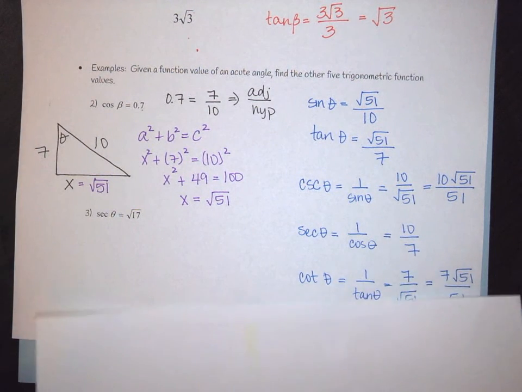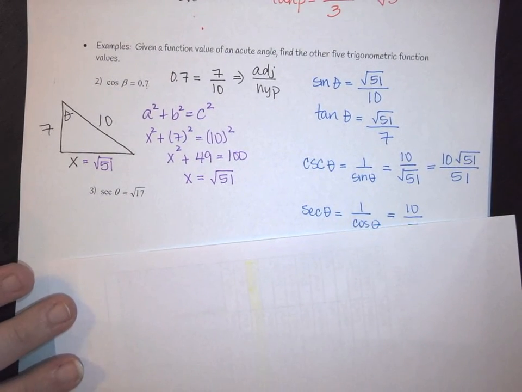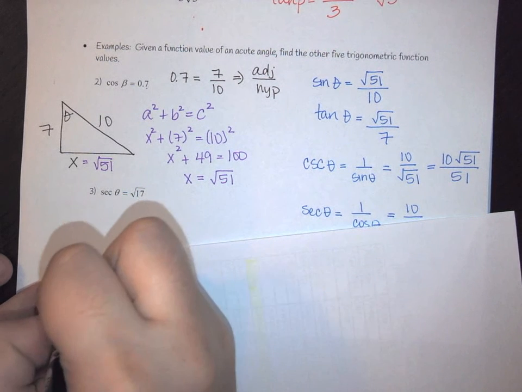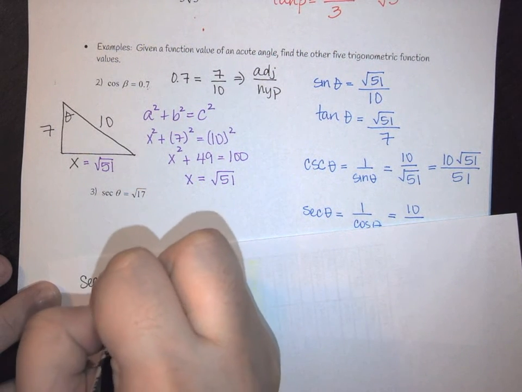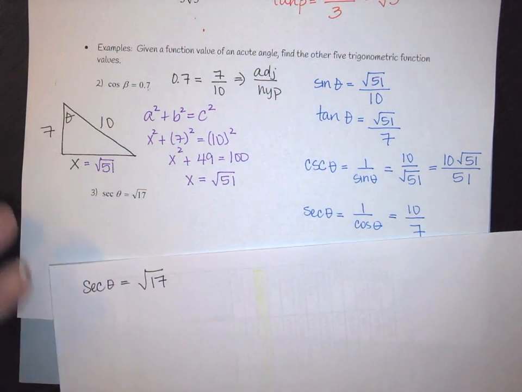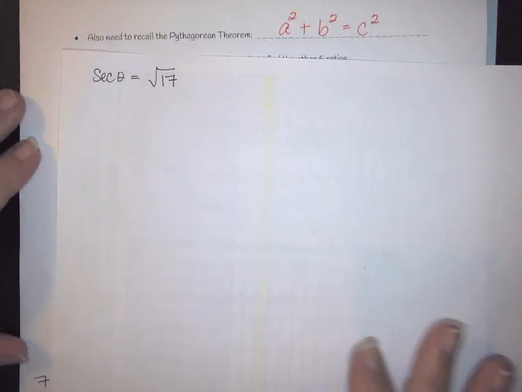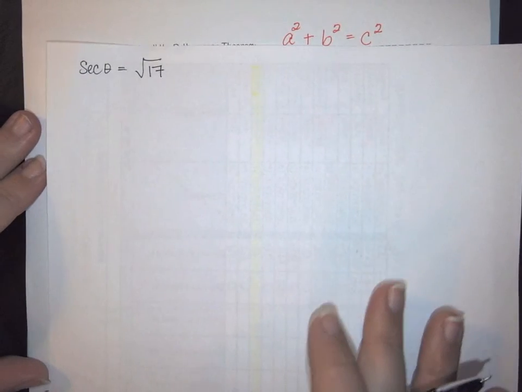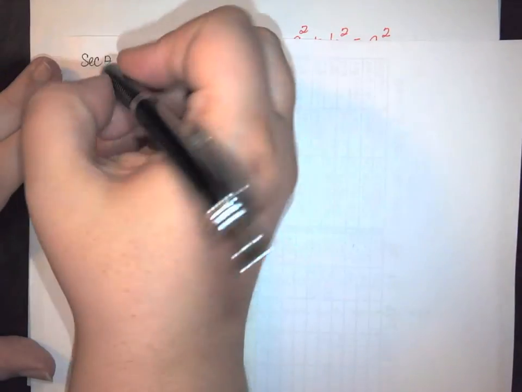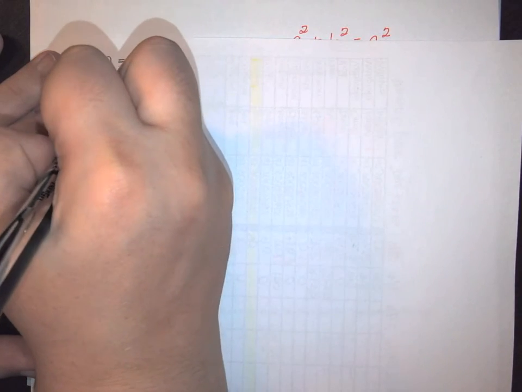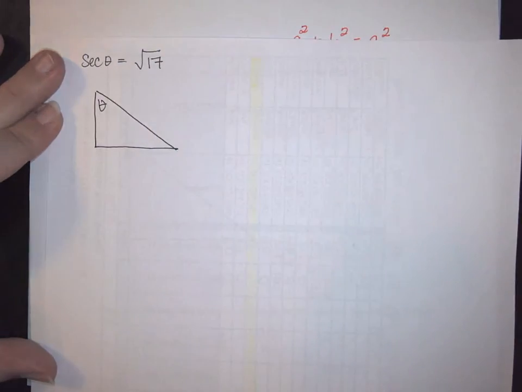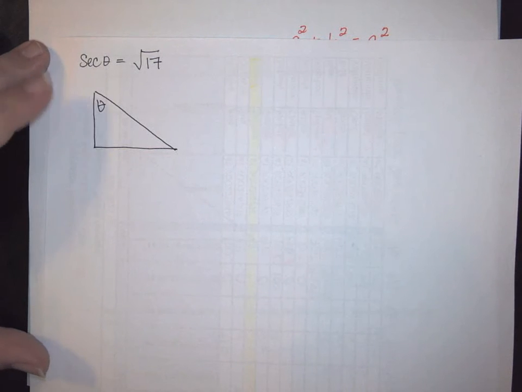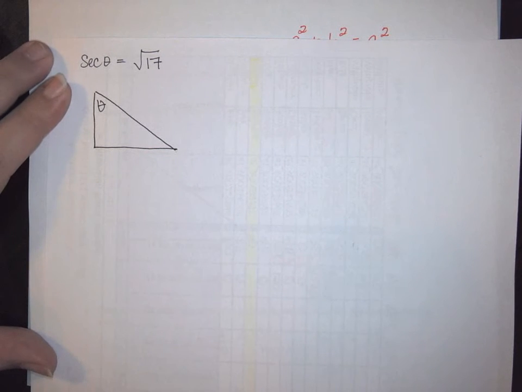So now let's look at one last example. So in this case, we are told that we have the secant of theta is going to be the square root of 17. So let's see what we can do with the secant here. So the first thing that I would do is, again, I would start with drawing a triangle and identify your theta point. Okay, so here I'll put it in the top. And then we need to figure out what we actually have here.